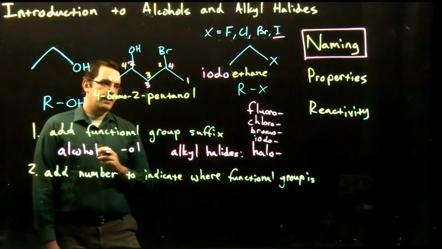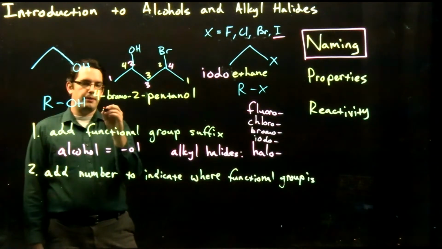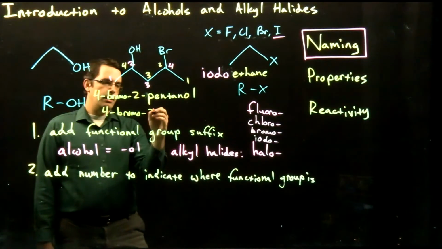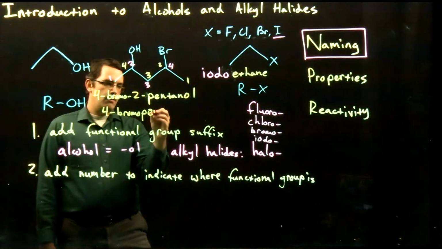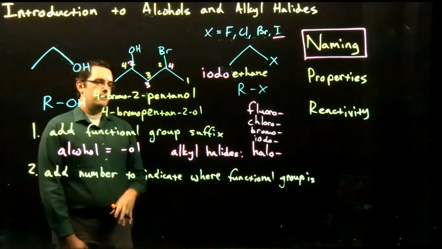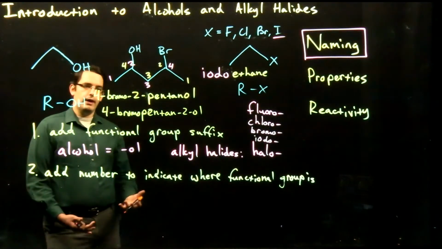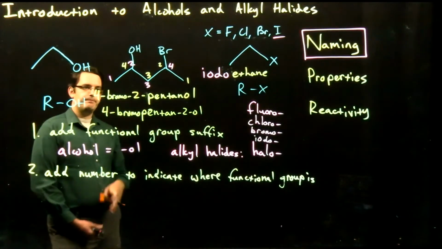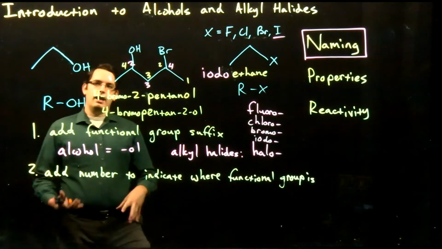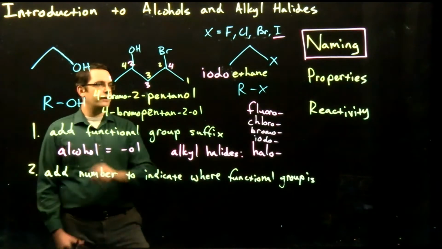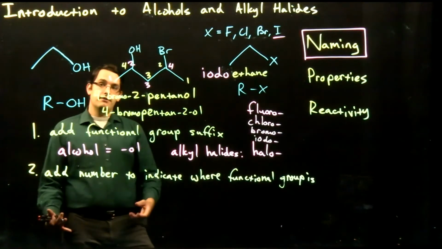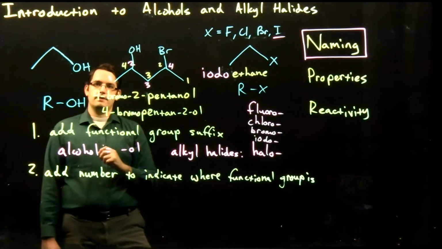And I should mention here that you can also put the 2 directly in front of the suffix that indicates what kind of functional group you have. So I could also write this out as 4-bromopentan-2-ol. Both of these are perfectly appropriate ways of writing out the name. So using these key rules, we can name our alcohol molecules and our alkyl halide-based molecules. We can even name molecules that have both of our groups combined.